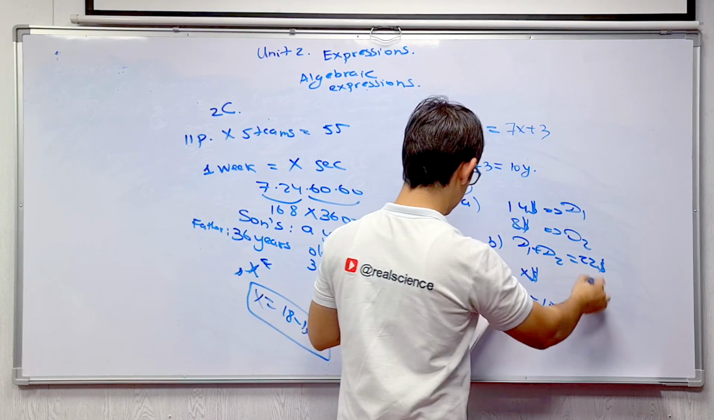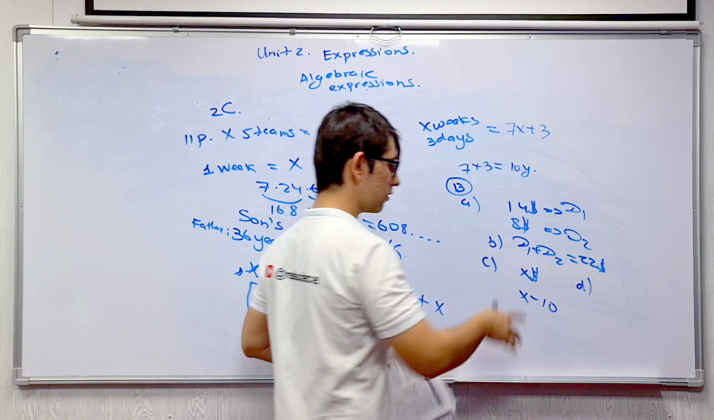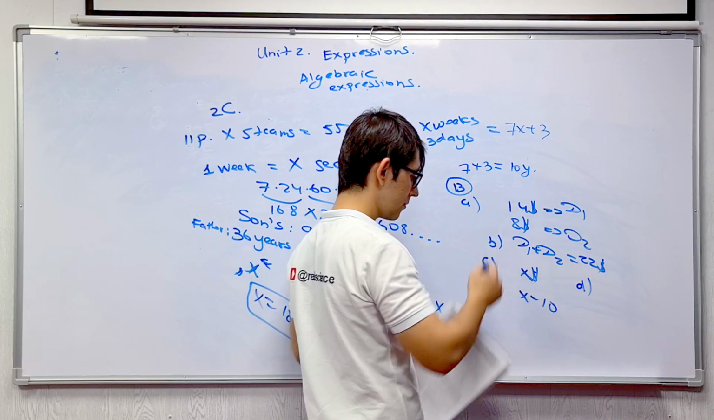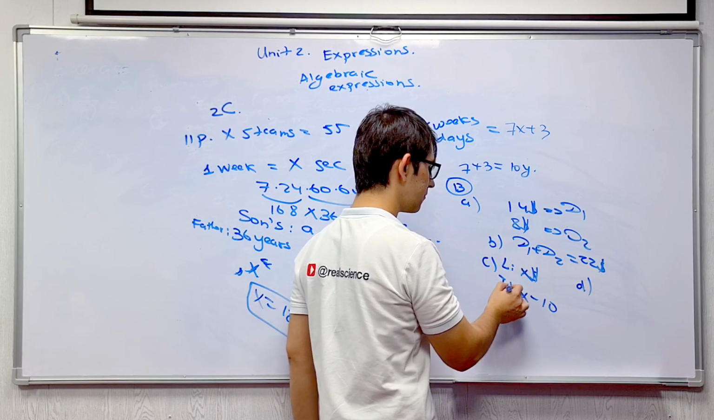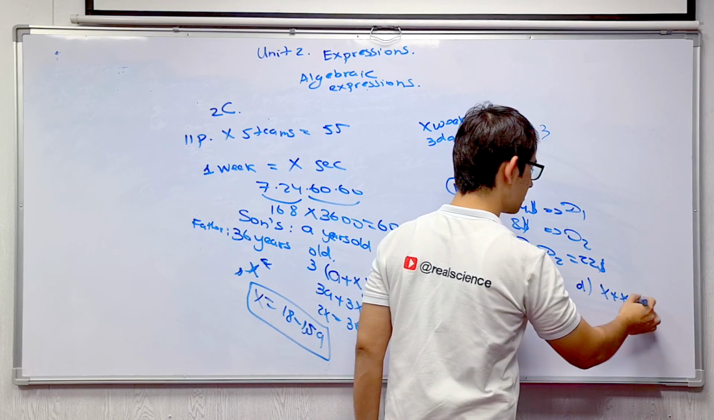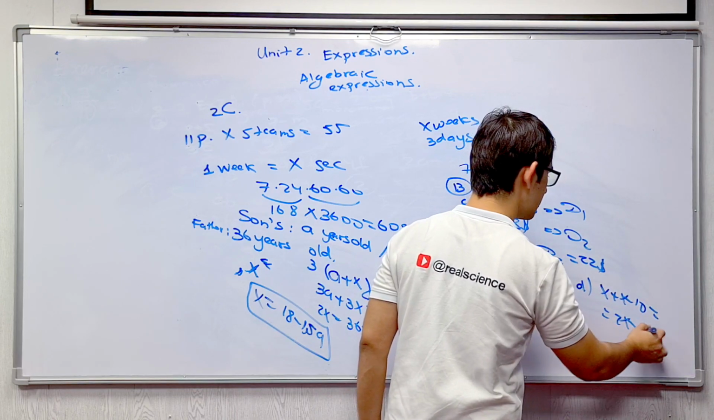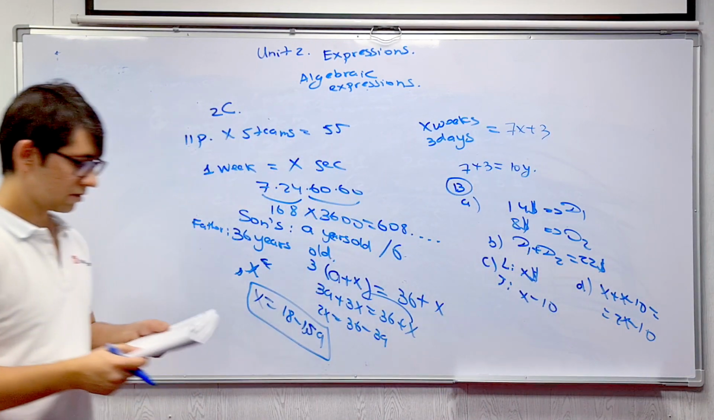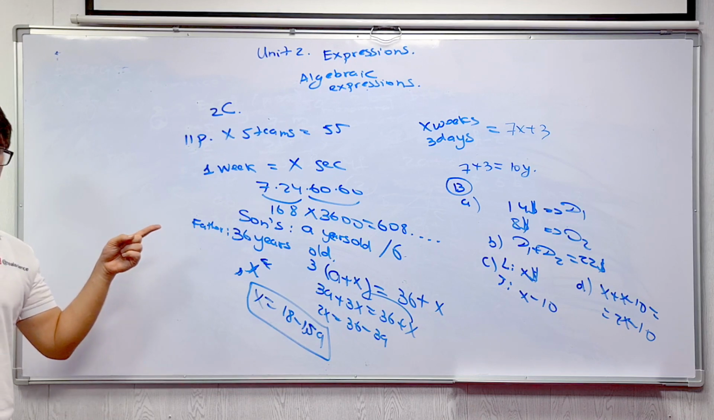Part D. How many dollars do they have all together, I mean Lan and Tom? This was Lan, this was Tom. x plus x minus 10 is going to be 2x minus 10. Students, do you have any questions?